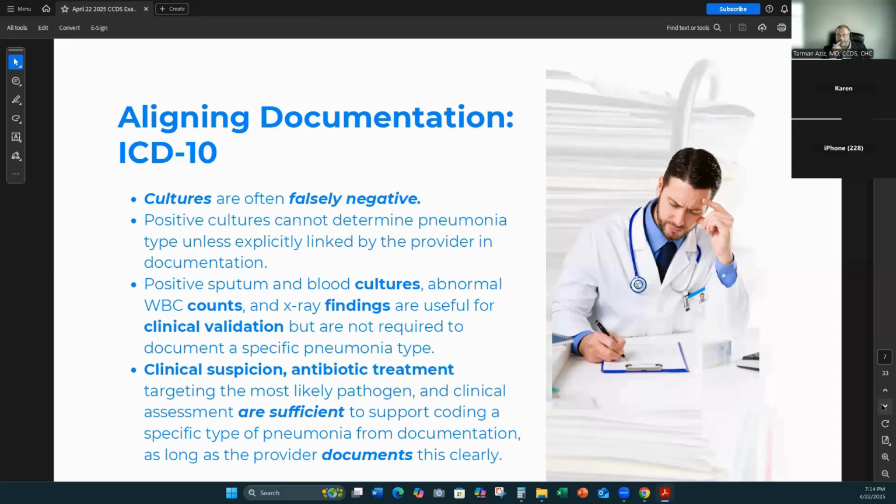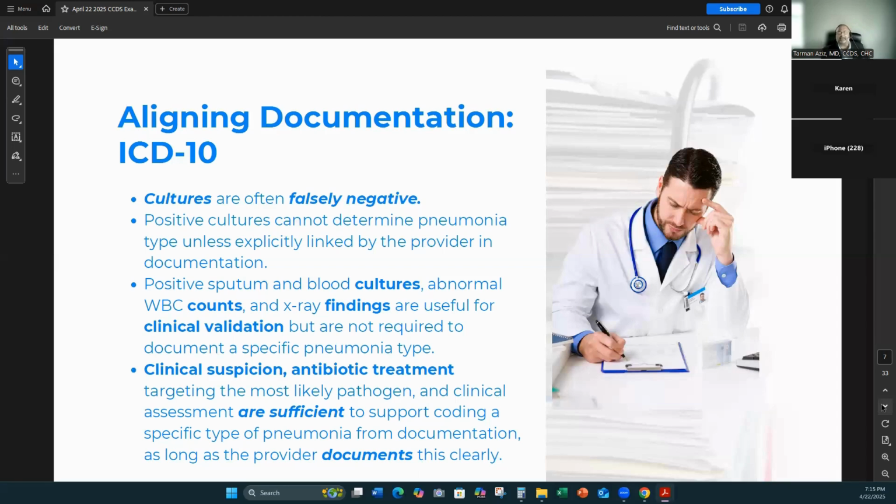The type of pneumonia must be explicitly documented by providers, and they can do so by just indicating their clinical suspicion. Oftentimes, they do it via the antibiotic that they select. So another high-yield testable concept on the CCDS exam: the notion that you can use orders for perhaps a more sophisticated third or fourth generation penicillin to imply that the provider is probably treating something more serious in nature than one of the run-of-the-mill, commonplace organisms that causes simple pneumonias.